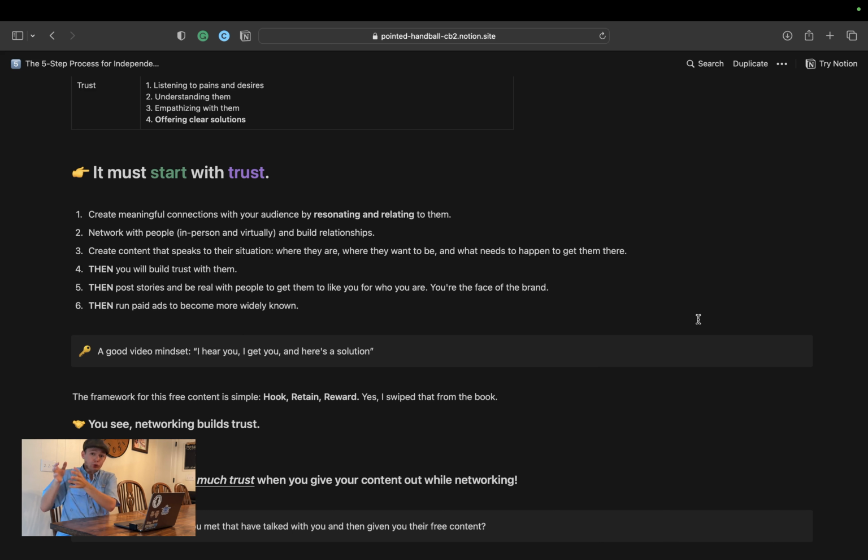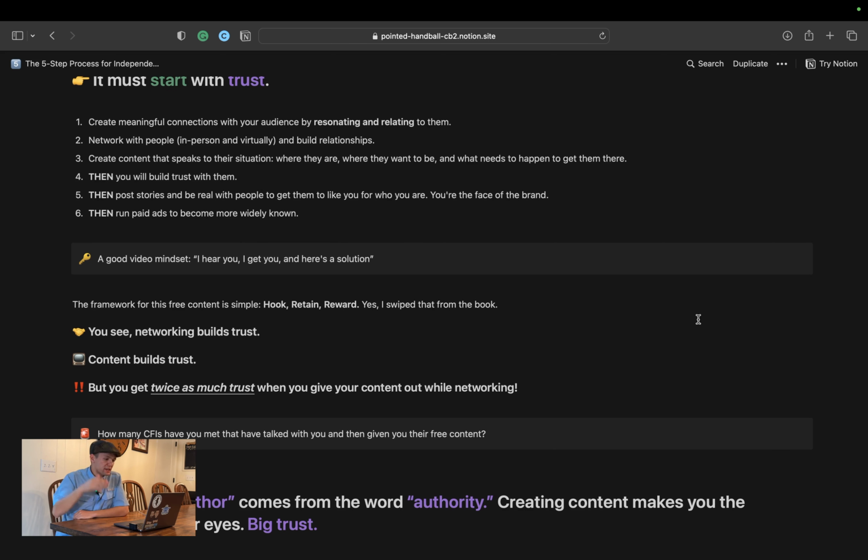Then post stories on Instagram that show you being personable, show you in your day-to-day life. People will start to like you just because of who you are as a person. You're the face of the brand, right? Then run paid ads to become more widely known across your audience. Know, like, and trust, but it starts with trust. A good mindset for videos is, I hear you, I get you, and here's a solution.